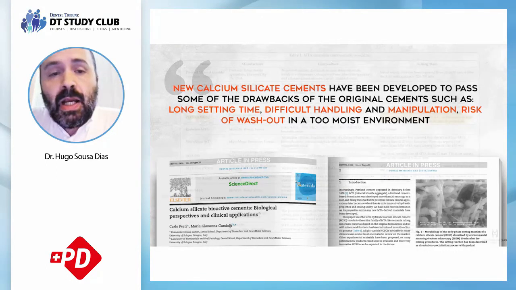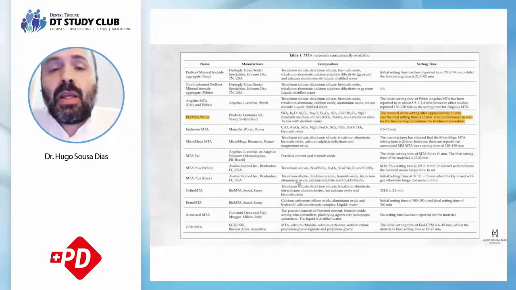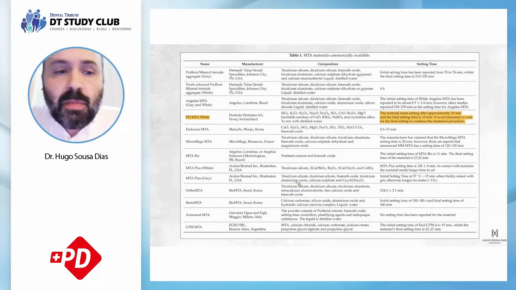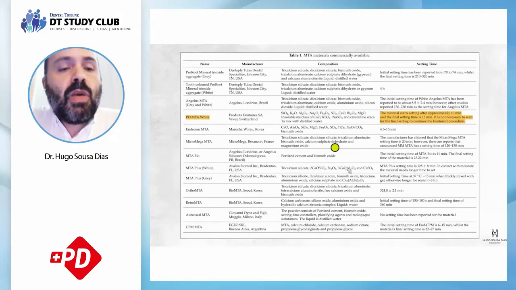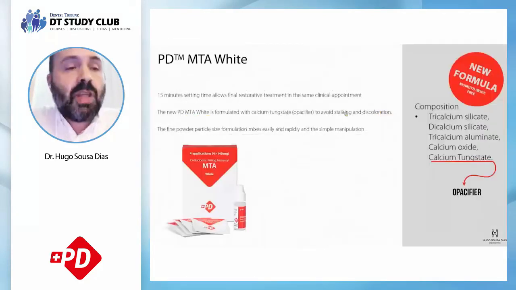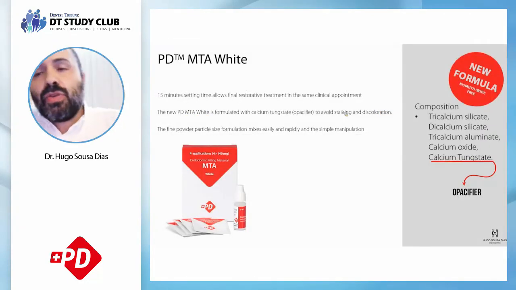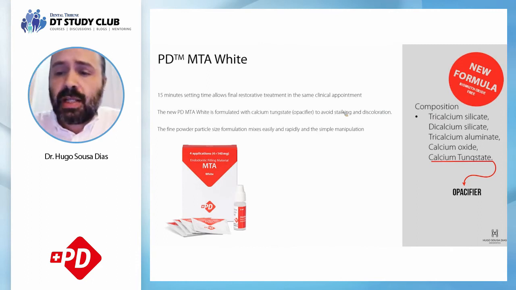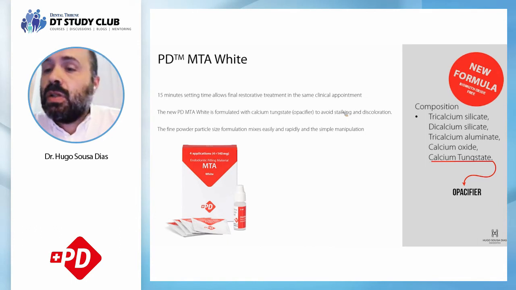And in this table, you can see a lot of MTA versions available nowadays in the market. And I'm going to pick in this example the PD MTA White. It's possible to see that with this new version of MTA from Produits Dentaires they introduce a new formula of MTA, a bismuth oxide free formula. They have mainly the same composition, tricalcium silicate, dicalcium silicate, tricalcium aluminate, and calcium oxide, but the opacifier agent is not bismuth oxide anymore, it's calcium tungstate.